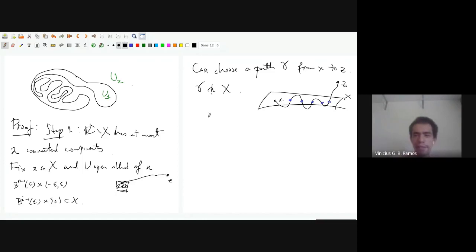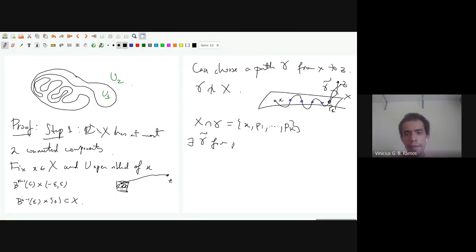Now we can look at the intersection of X with gamma. This is going to be a finite set of points, P1 through Pk. Let's take the last one. We can parameterize the path and take Pk to be the last one. That means that we can find a path from Pk to Z. So there exists a path from Pk to Z whose interior doesn't intersect X.